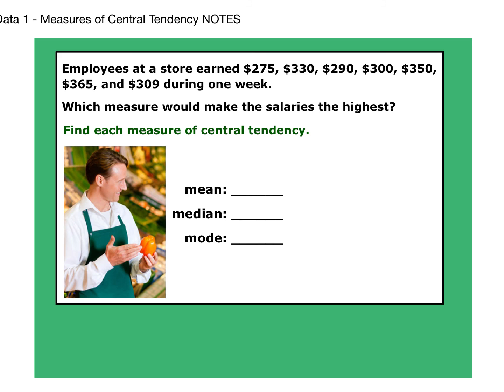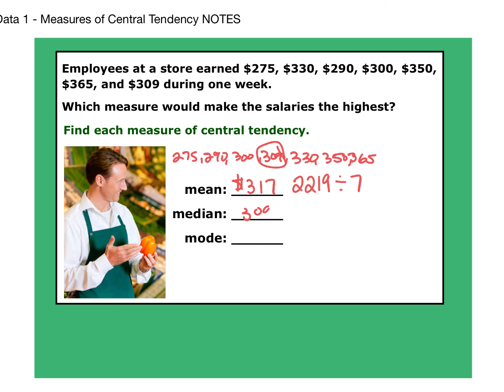You add up all your salaries for the mean. You would get $2,219, and there were 7 salaries, so we're going to divide by 7. So your mean salary you should have found was $317. All right, the median, if you put them in order, 275, 290, 300, 309, 330, 350, and 365, you would find out that the center was 309. Okay, so $309 was the median salary at this company. And there was no mode, there were no repeats.